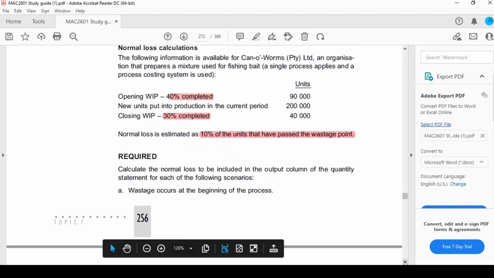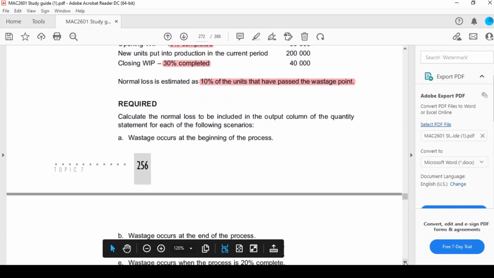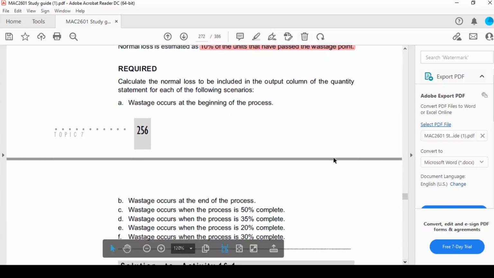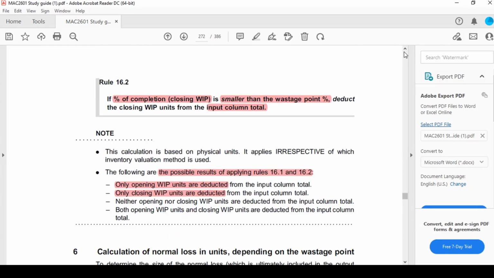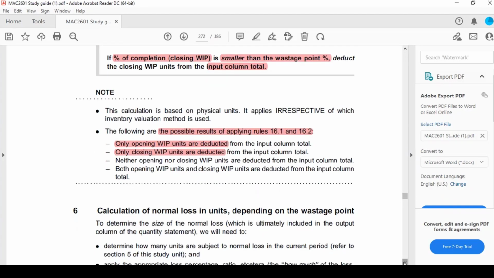So question 1 comes into place. Let's talk about it and then we'll look at the solution together later. What would be your normal loss if, here are the scenarios, number 1, wastage occurs at the beginning of the process? What would be your normal loss if wastage happens at the beginning of the process?